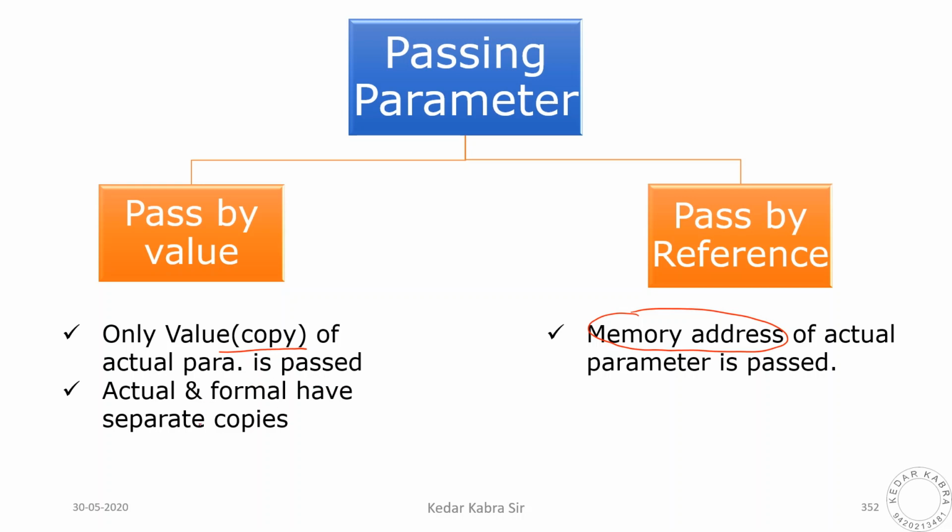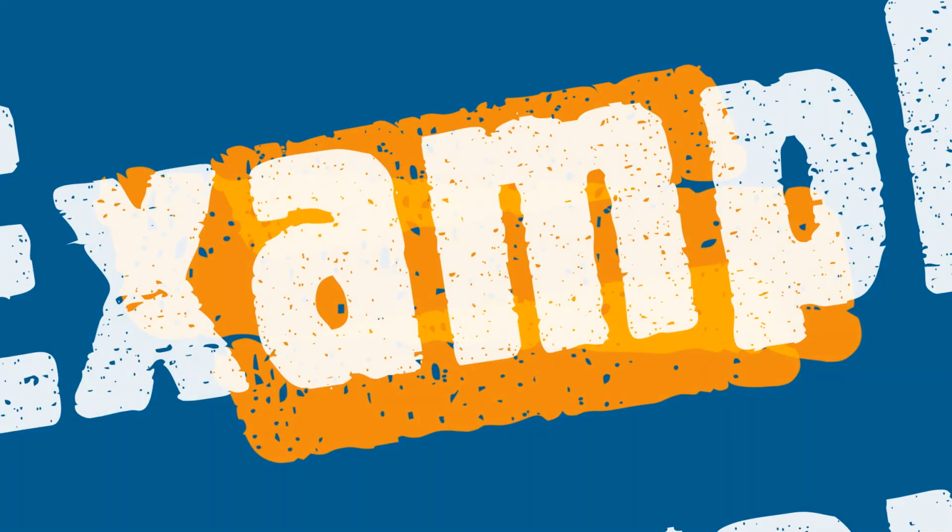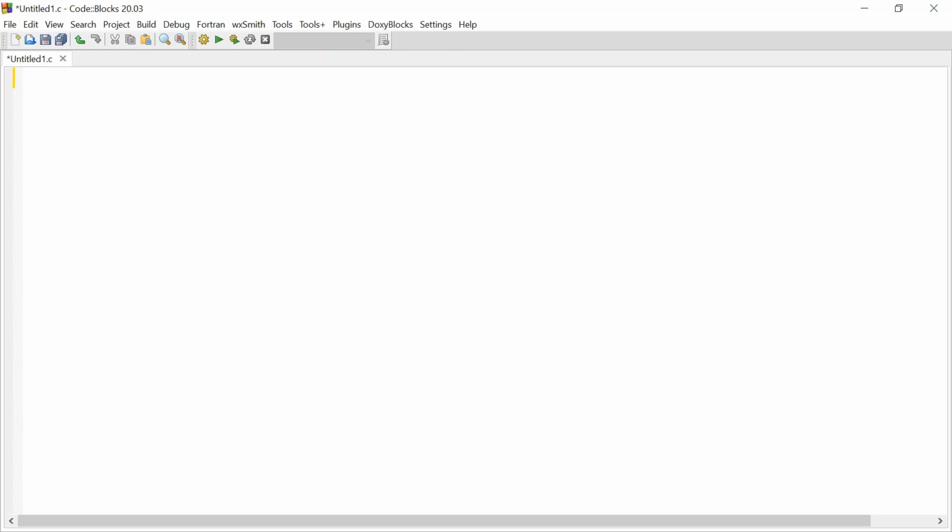Actual and formal parameters have separate copies in memory in case of pass by value, whereas in case of pass by reference, a pointer is used to point to the actual parameter. In pass by value, changes are local. That means changes are not reflected in the actual parameter, whereas in pass by reference, changes can be reflected in the actual parameter. In case of structure variables also, we can use these two methods, that is pass by value and pass by reference. Here I am going to design a simple function display to display members of the given structure.